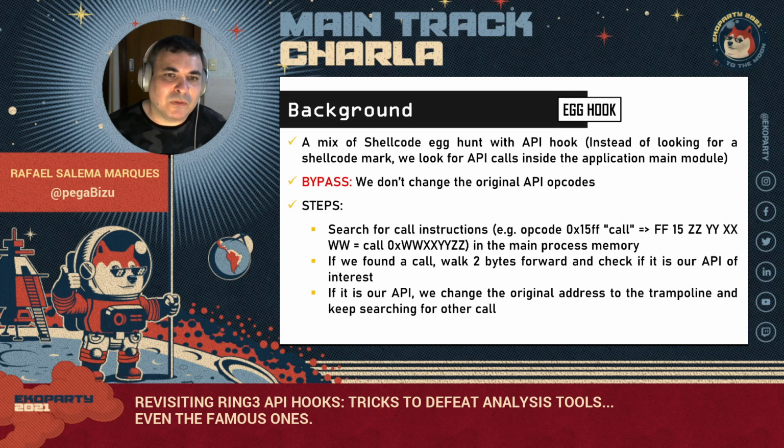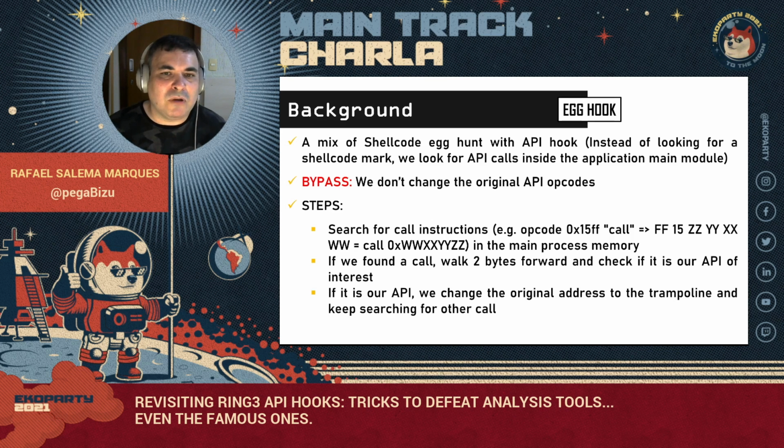How does it work? The egg part of the name is related to the shellcode egg hunt, which is very useful in exploit development. If you don't know it, do some research on egg hunt. It's easy to understand, and it is kind of similar to what we do in this technique that we will show you. The egg hook technique is helpful to bypass some detection approaches that monitor changes in the API instructions and do not care if we change the main module instructions.